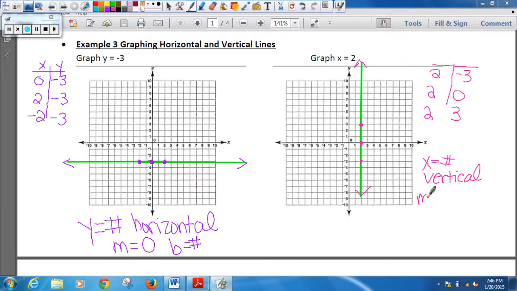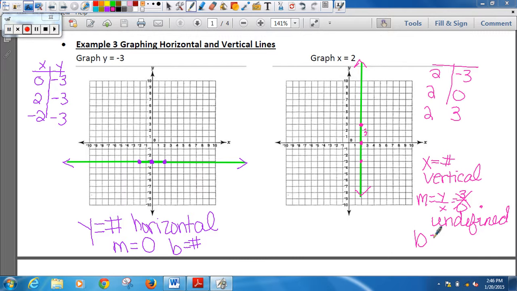Your slope here, as a quick review, the difference of the y, so let's say my difference of my y is 3. I didn't go left or right at all, so my difference of my x is 0. So y over x would be 3 over 0. Can we divide by 0? We cannot. So what this is called is the slope of a vertical line is undefined, meaning we can't find it because we can't divide by 0.